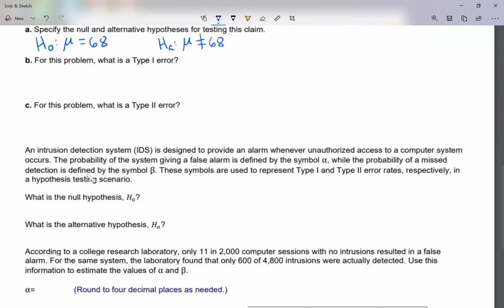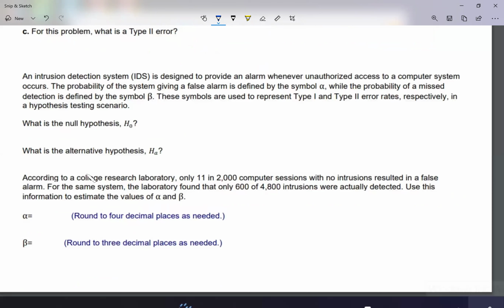Okay, let's take a look at another example. But now in this case, not only are we going to look for the null and alternative hypotheses, but we're also going to calculate our alpha and beta. And remember, alpha and beta are basically the type 1 error for alpha and the type 2 error for beta.